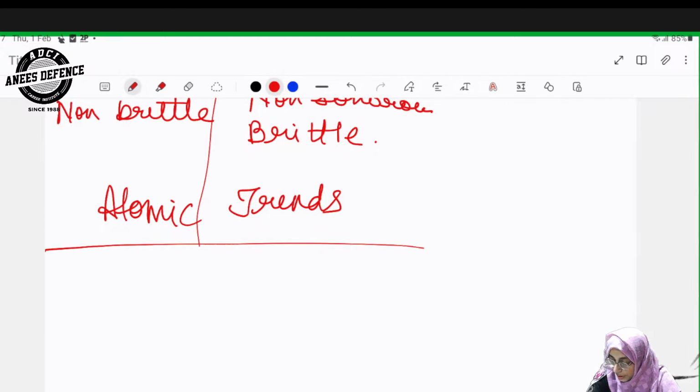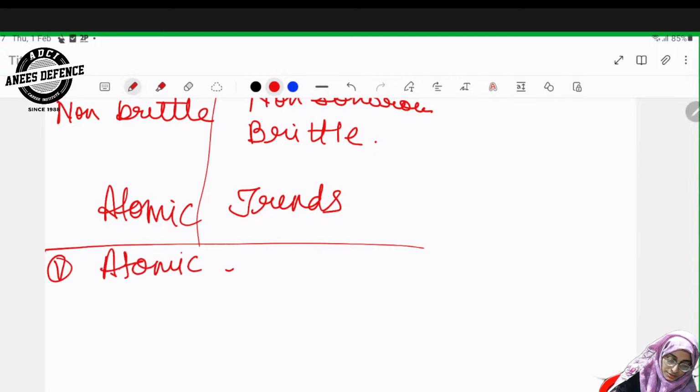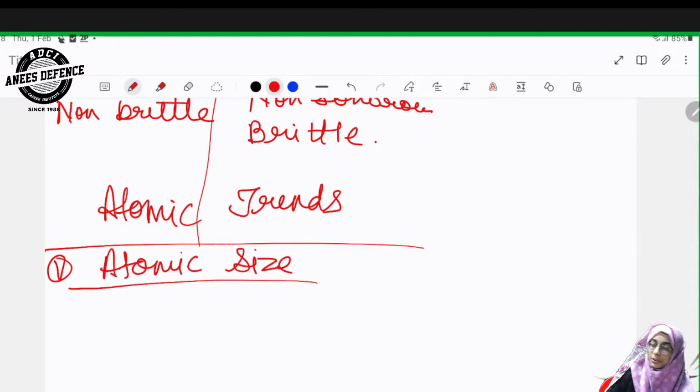First we'll see the atomic radius, atomic size. I hope we are clear up to this. Everything is clear? Periodic table, groups, periods, names, s block, p block, d block. We have not discussed f block. Now we'll discuss the atomic trends, means the physical or chemical properties.